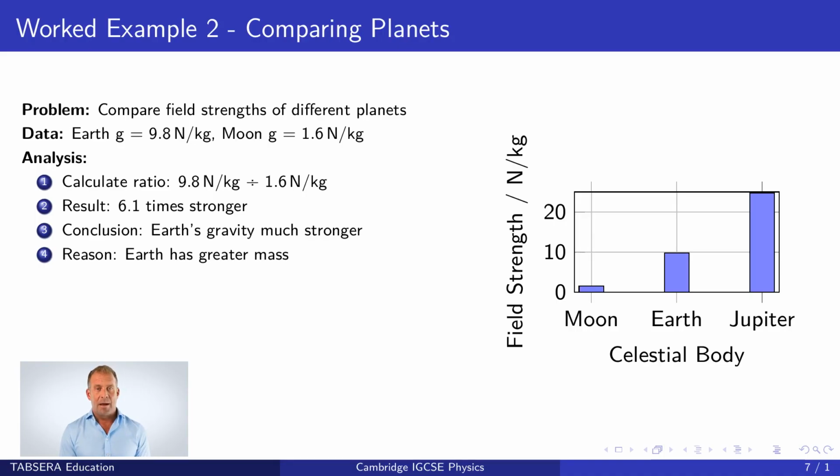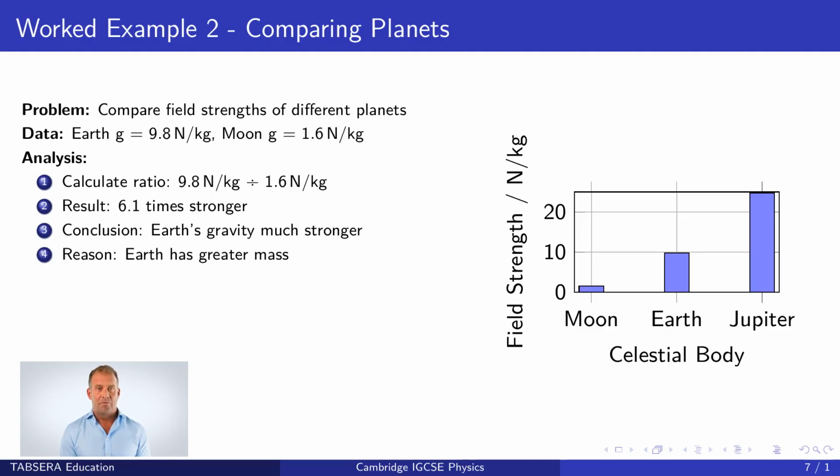Example 2 applies comparison analysis between planets. The problem is, compare gravitational field strengths of different celestial bodies. The data shows Earth's surface gravity as 9.8 newtons per kilogram, while the Moon's surface gravity is 1.6 newtons per kilogram. Now we analyze. First, calculate the ratio. We divide Earth's gravity by the Moon's gravity. 9.8 divided by 1.6 equals 6.1.